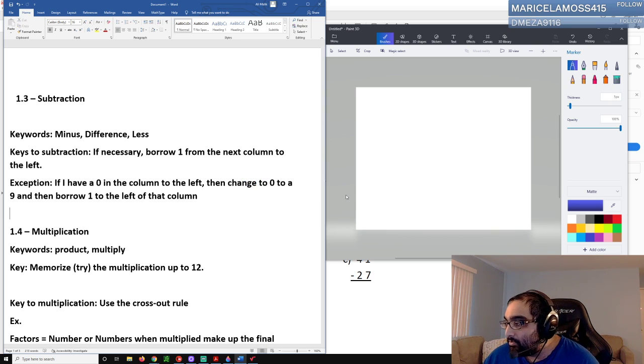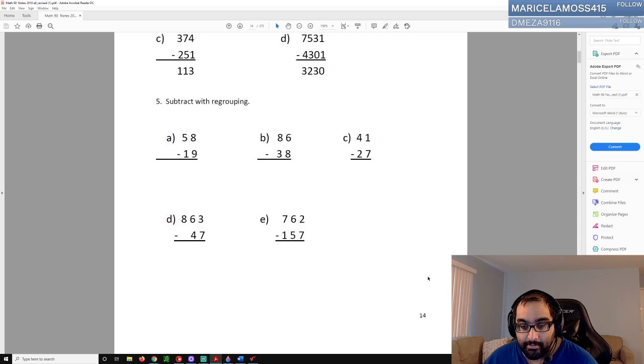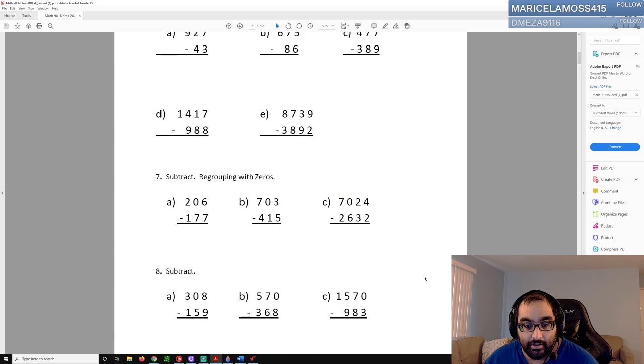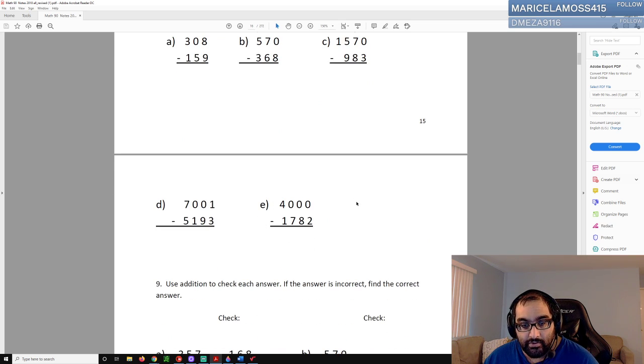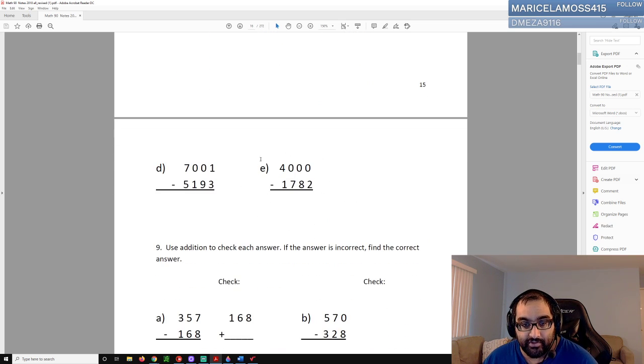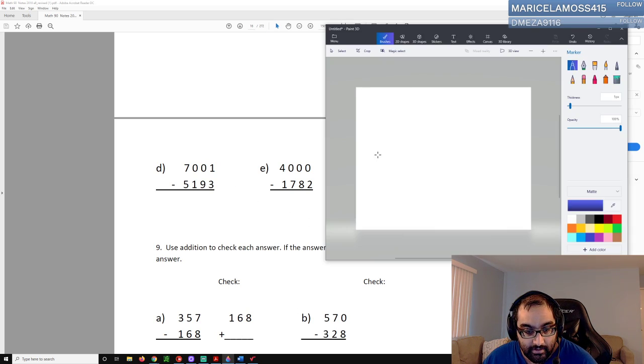So what exactly does that mean? Let's look at an example and see what we're talking about. Okay, so I'm going to borrow an example here from our notes. I'm just going to skip around here. I used this in the last class too. So I'm going to do 4,000 minus 1782.